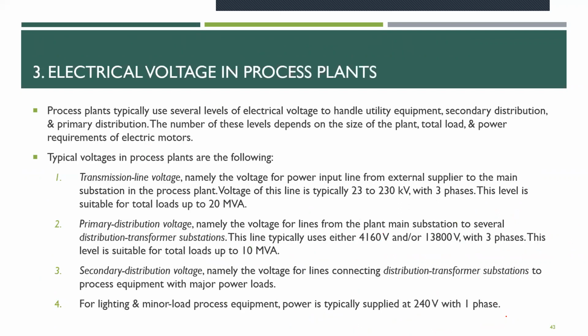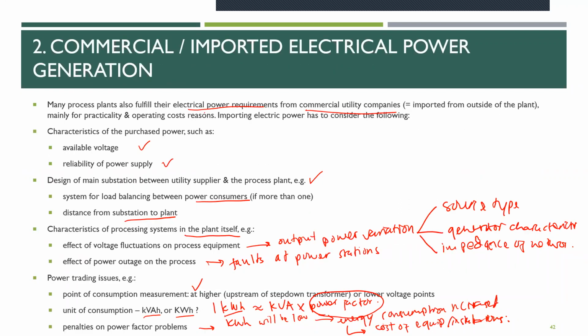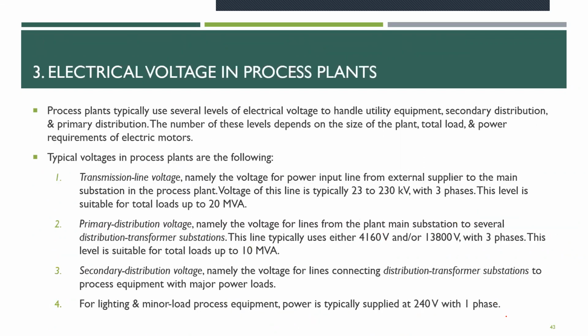Okay, so the next one. This is the second point: the commercial and imported electrical power generation in order to fulfill the demands of the electrical in the industries. And the third one is regarding the electrical voltage in the process plants.